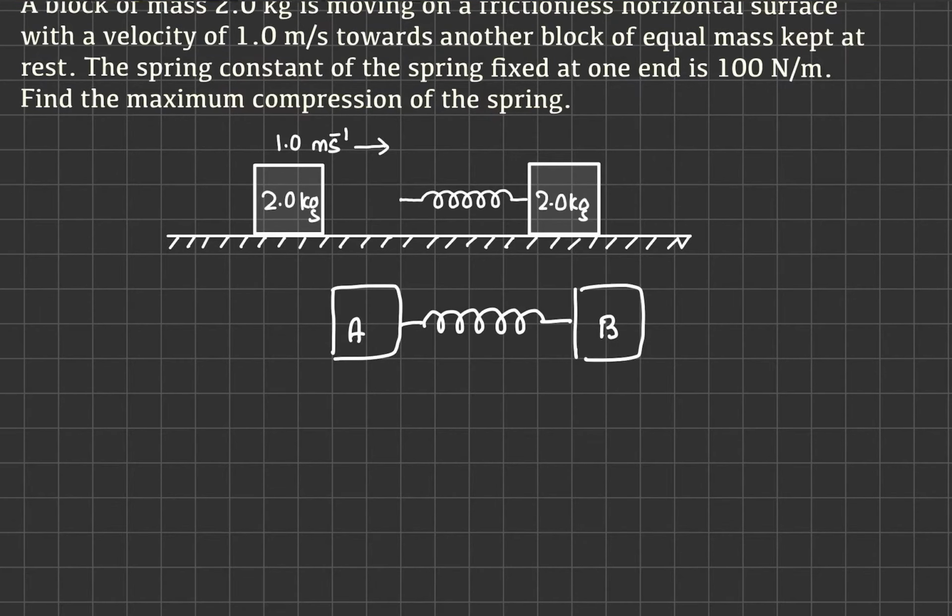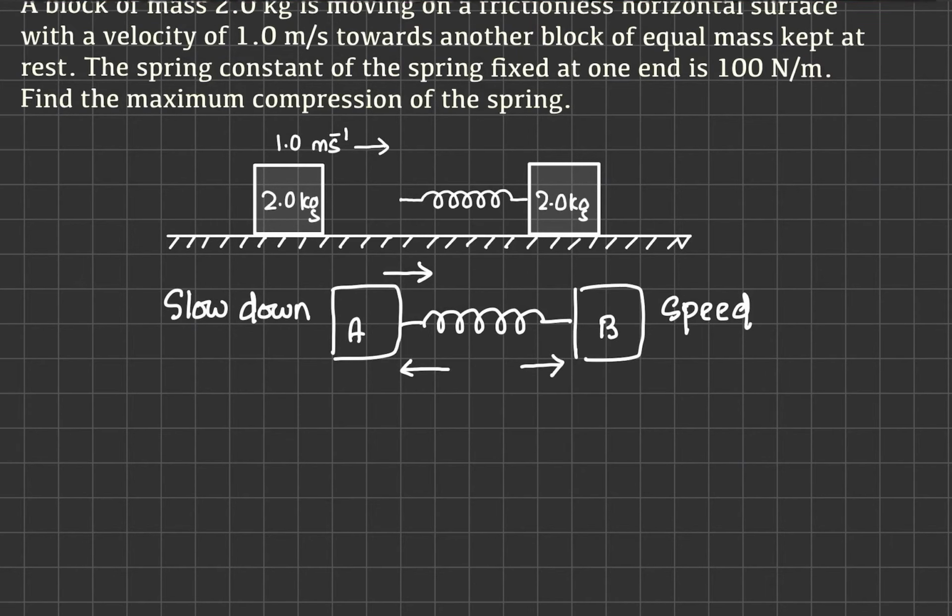After coming in contact with the spring, as A tries to move further, it compresses the spring. So the spring applies a spring force on A towards left, and it also applies the force on B towards right. As a result of these forces, A tries to move towards right, but its velocity decreases. So A tries to slow down and B tries to speed up.